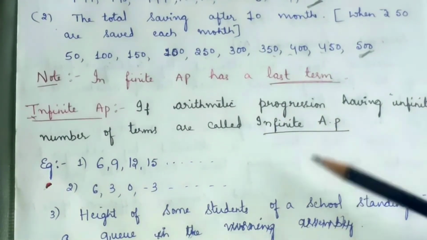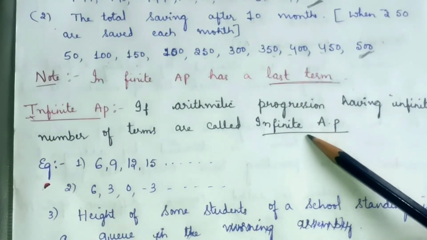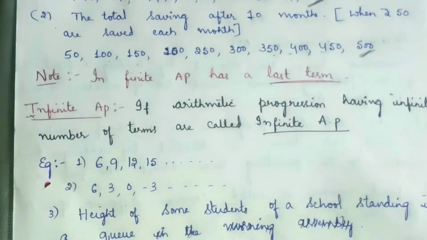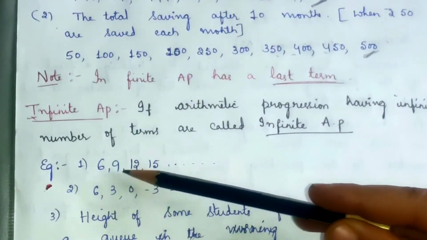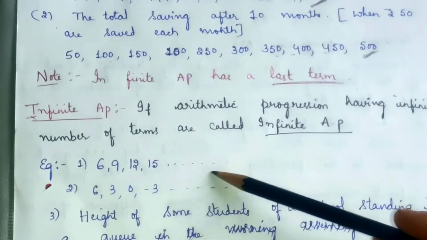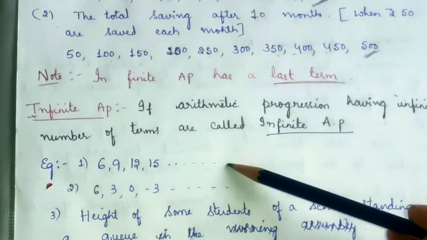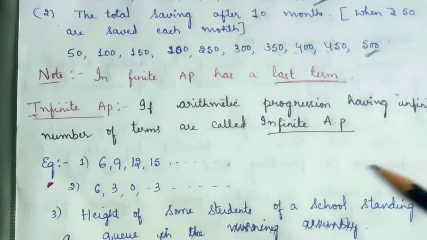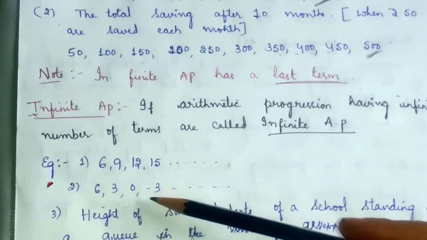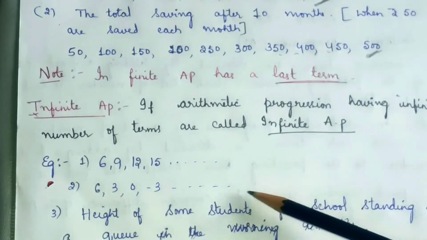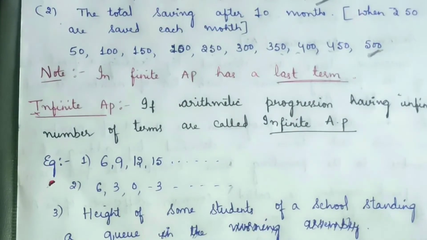The word itself indicates infinite. In the progression, there are infinite terms. See, if you observe the pattern here, 6, 9, 12, 15, and so on. Here, we have not specified the last term. In the same way, 6, 3, 0, minus 1, and so on. Even in this case, there is no last term at all.